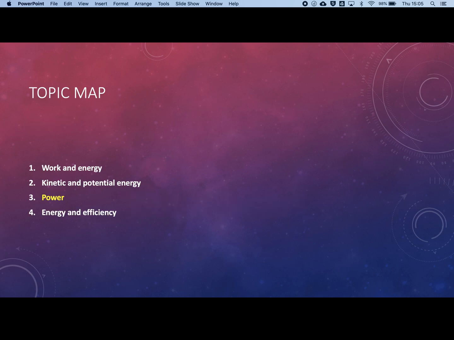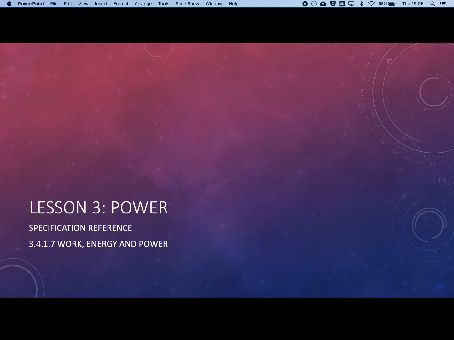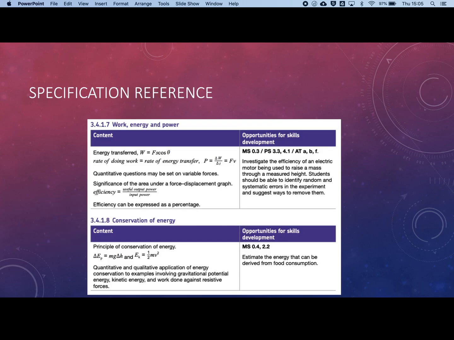Fits in with our topic. We've defined work and energy. We've looked at specific examples of energy, kinetic and potential. Now we're looking at power. So our spec reference is still the same bit of the spec, up at the top there. Rate of doing work equals rate of energy transfer, and definition for power.